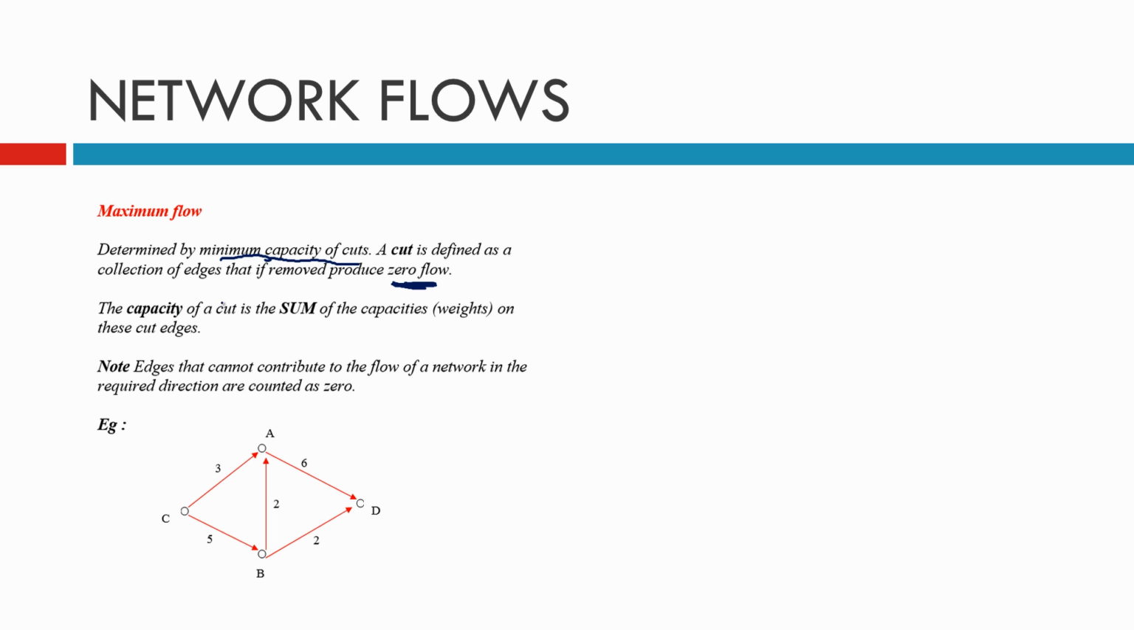The capacity of a cut is the sum, so we have to add up the capacities or the weights on these edges. There is a catch though. Edges that cannot contribute to the flow of a network in the required direction are counted as zero. So anything that goes backwards, or when we draw our cut it is drawn backwards, we don't count them.